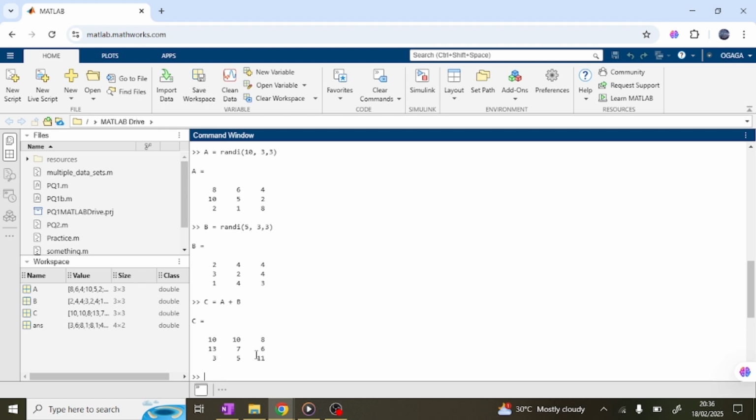But for multiplication, we know in the standard system of matrices, the number of columns of the first matrix should be equal to the number of rows in the second matrix when we want to multiply. Of course, in this case, they are equal.